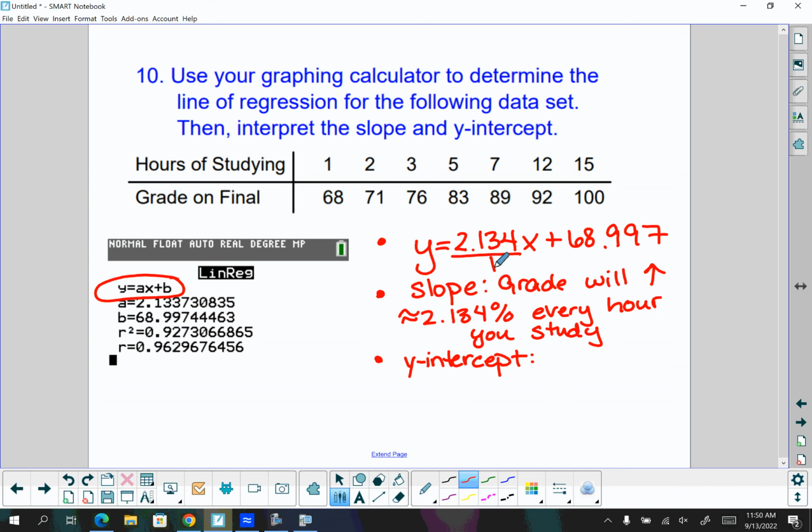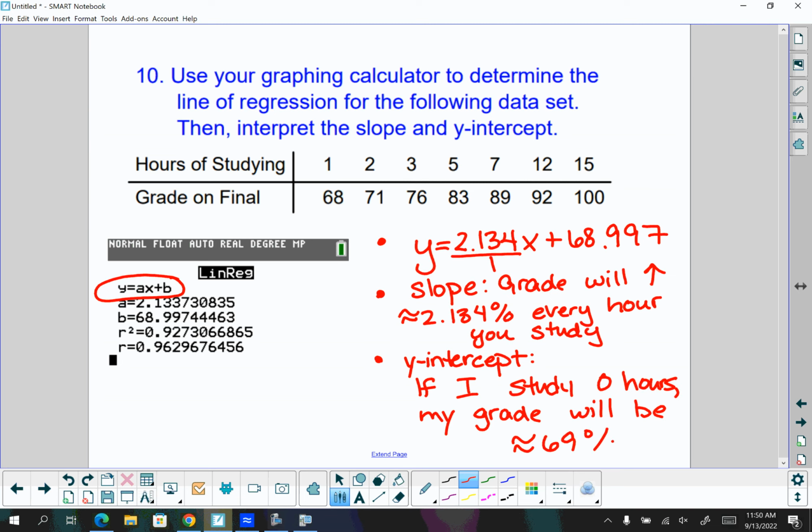Okay. The y-intercept. The y-intercept is 68.997. Y-intercepts are always when x equals what? And what does x stand for in this problem? So it tells us if I study for 0 hours, my grade will be approximately a 69%. Okay, it's our starting value. Before any studying occurs, that's where your base is. Initial amount.